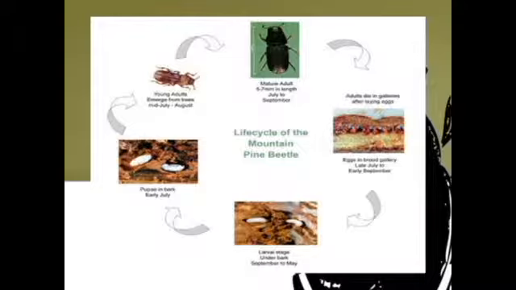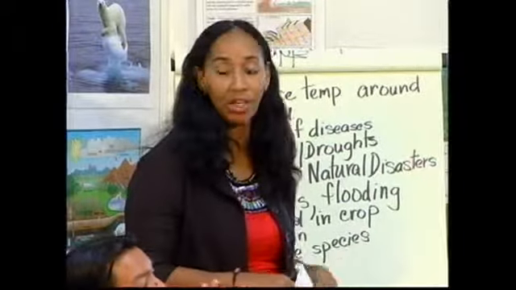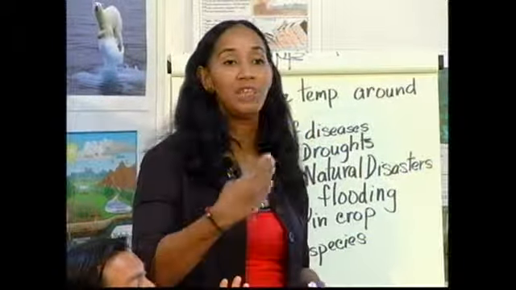I found out that the increase in temperature contributes to an increase in beetle production. So it takes almost a year for their metamorphosis to occur. It's a 1-year cycle. But due to the increase in temperature, beetle production can increase. So you will have more beetles growing as a result of increased heat.